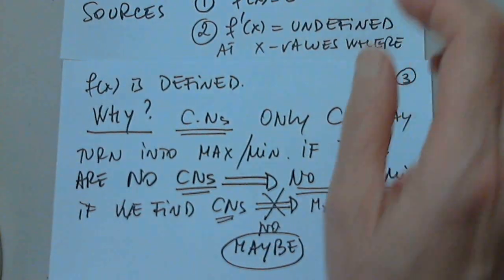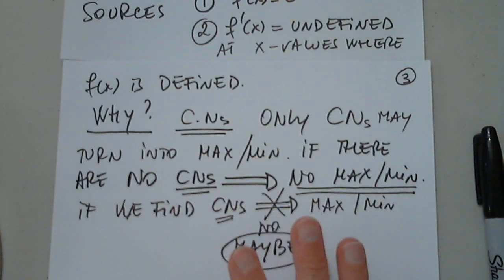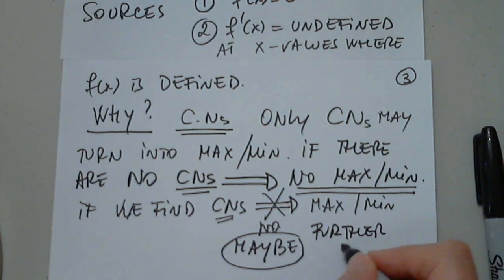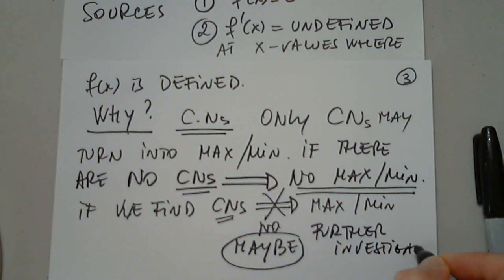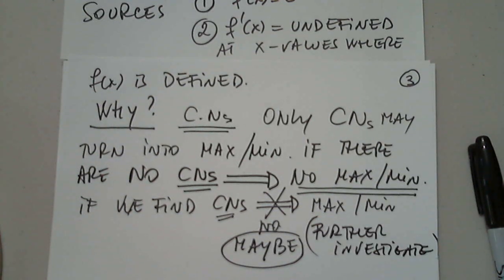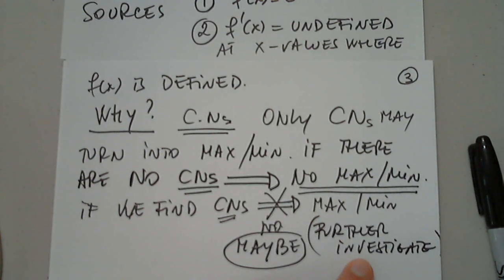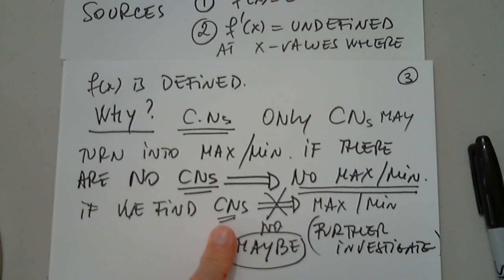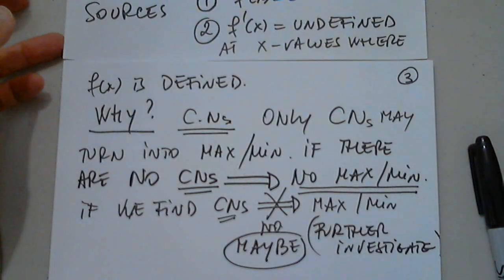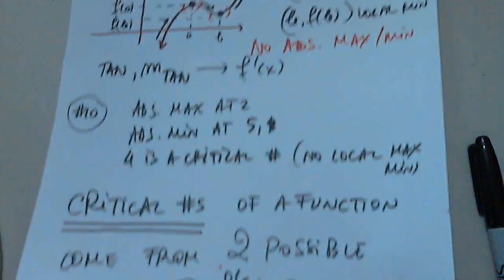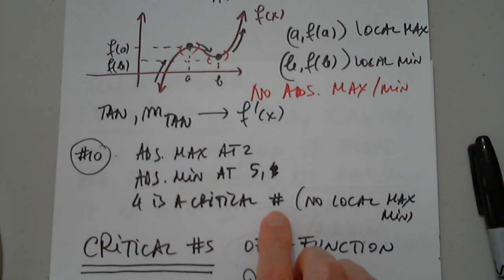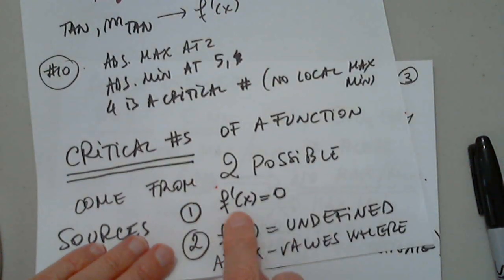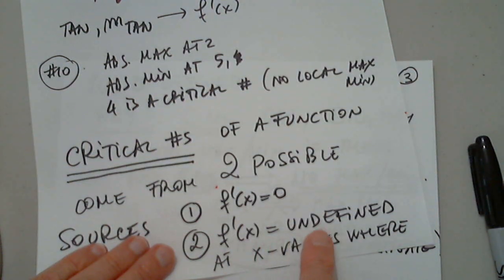One more time, if we do find critical numbers, there is no guarantee. We have to further investigate, and I'll show you how. So if we find critical numbers, we will further investigate whether they turn into max or min. There is no guarantee. Now, this problem says 4 is a critical number. In other words, either the derivative is 0 or the derivative is undefined.